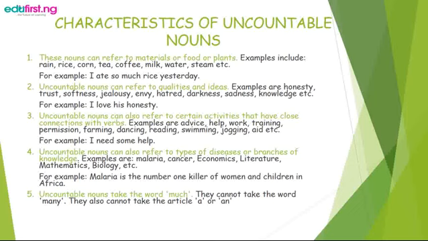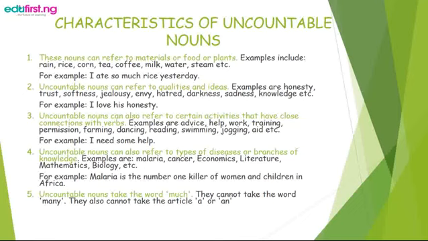Number 3, uncountable nouns can also refer to certain activities that have close connections with verbs. Examples are advice, help, work, training, permission, farming, dancing, reading, swimming, jogging, aid, etc. For example, I need some help. Number 4, uncountable nouns can also refer to types of diseases or branches of knowledge. Examples are malaria, cancer, economics, literature, mathematics, biology, and so on. For example, malaria is the number 1 killer of women and children in Africa.